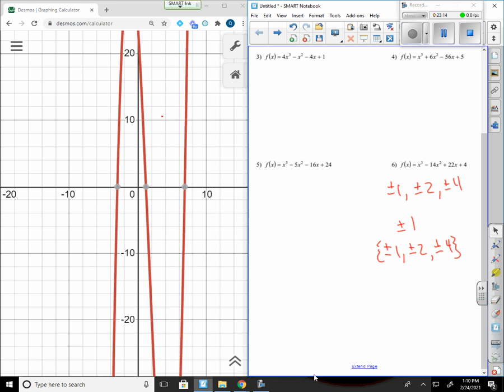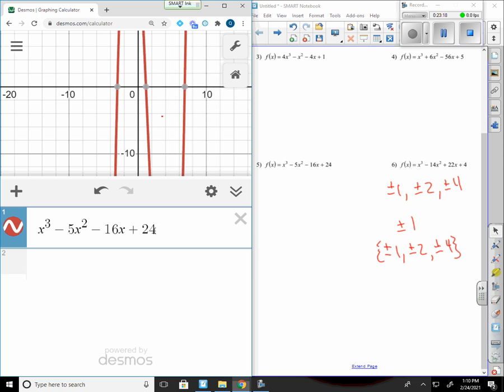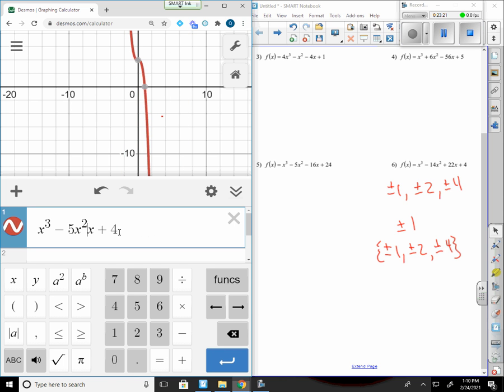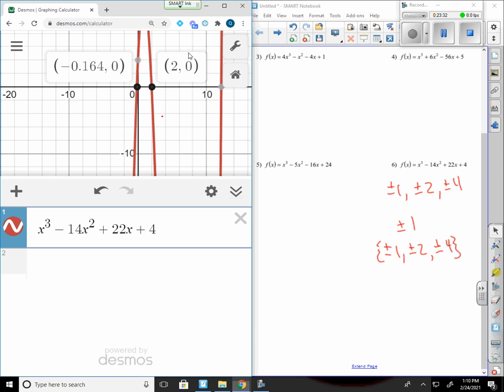Now we're going to look at our graph, pick out which one we know works. That's ugly. I'm going to go with 2 right off the bat. Plug in 2. That's 1, -14, 22, and 4. Bring down my 1. 2 times 1 is 2. -14 plus 2, -12. 2 times -12, that's -24. 22 minus 24 is -2. 2 times -2 is -4. That gives me 0.